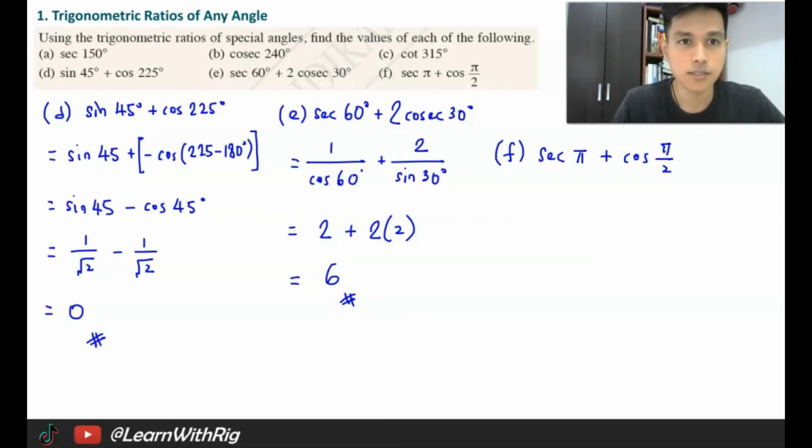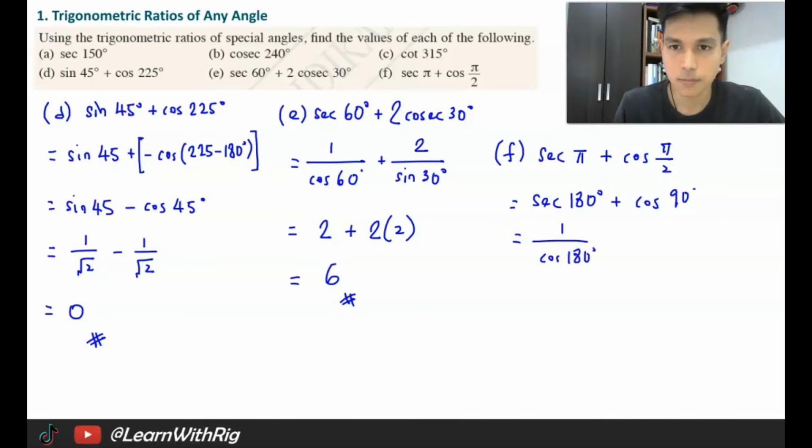In this case I'm going to use degree form, so I'm going to change it to degree. Secant pi is 180 plus cos 90. Secant is 1 over cos 180 plus cos 90. So you get negative 1 plus 0. So your answer is negative 1.